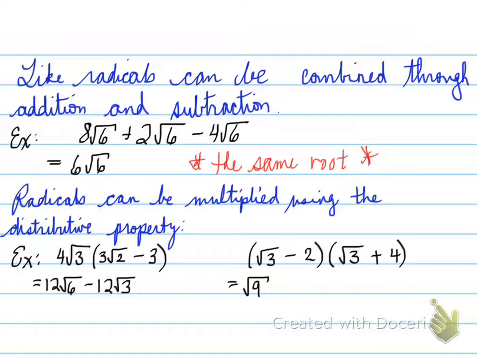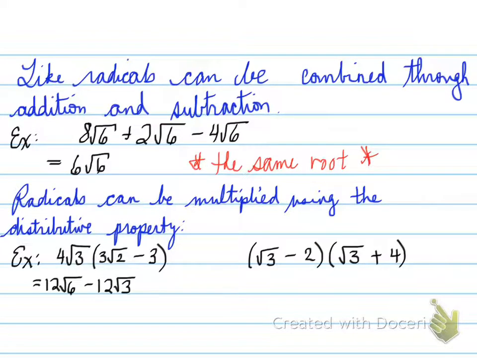So when you multiply radicals, what you're actually doing is you're taking outside numbers together and multiplying them, and inside numbers together and multiplying those. If they need to be further reduced, that's when you'll do that.